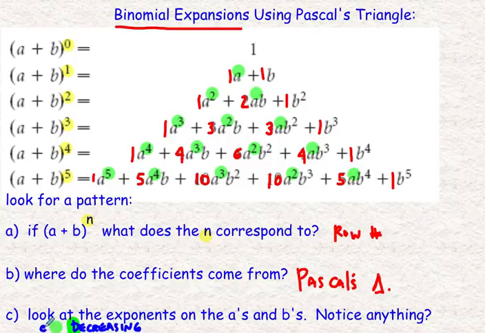Okay, so the A's exponents are decreasing, and they start with whatever this n value is. So that's your starting exponent. Okay, you see that? And then they decrease every term. Now, what's happening with the B exponents?